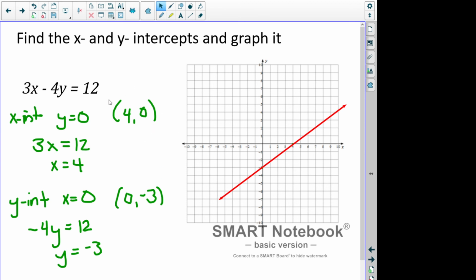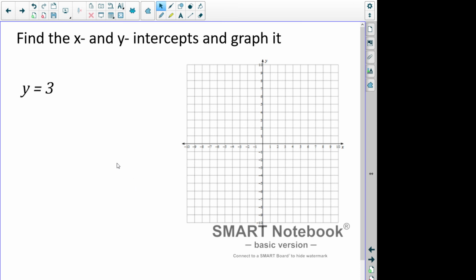Okay, so we're using those definitions of x and y intercepts, right? The fact that for the x-intercept, the y is 0, and for the y-intercept, the x value is 0. I'm using those definitions to help me calculate those points, and then I can graph that.